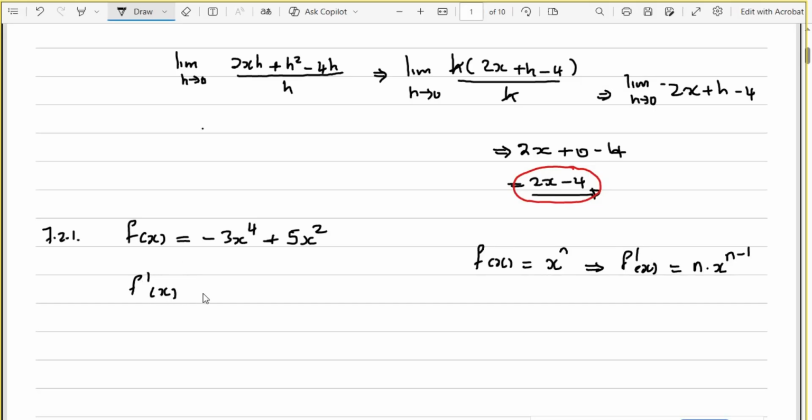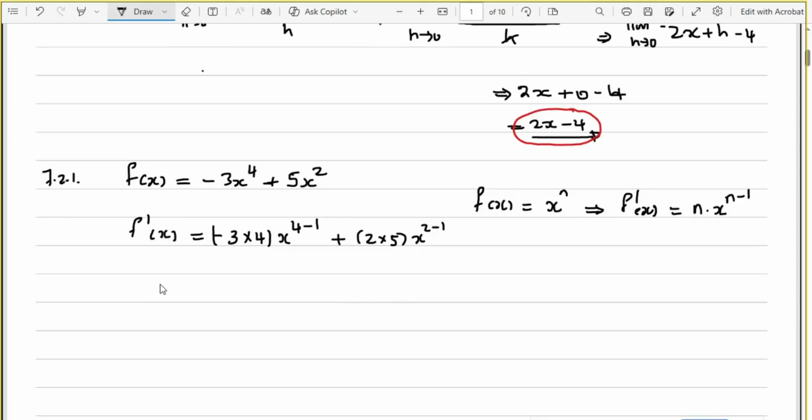We're going to bring the 4 down, which is minus 3. We multiply that by 4. And then this will be x to the power 4. We subtract 1. Then plus 5, we bring the 2 down, multiply that 2 by 5. X to the power 2, we subtract 1. Therefore, what do we get there? What is your f at x? If I work out this, my f prime will be minus 12 x to the power 3 plus 10 x. That's the derivative, right?